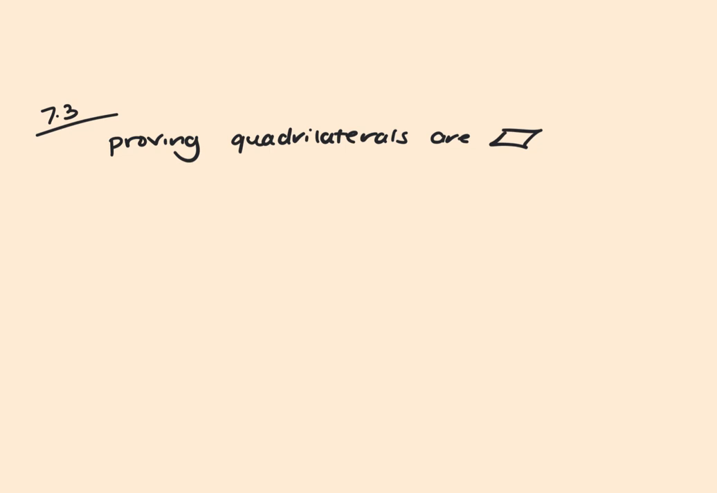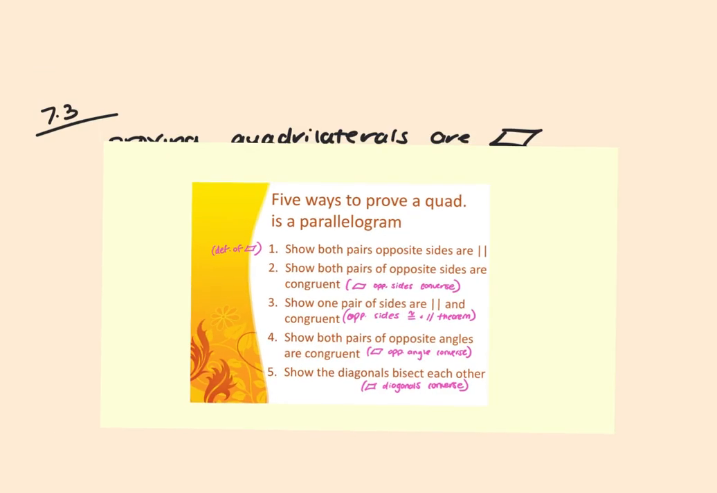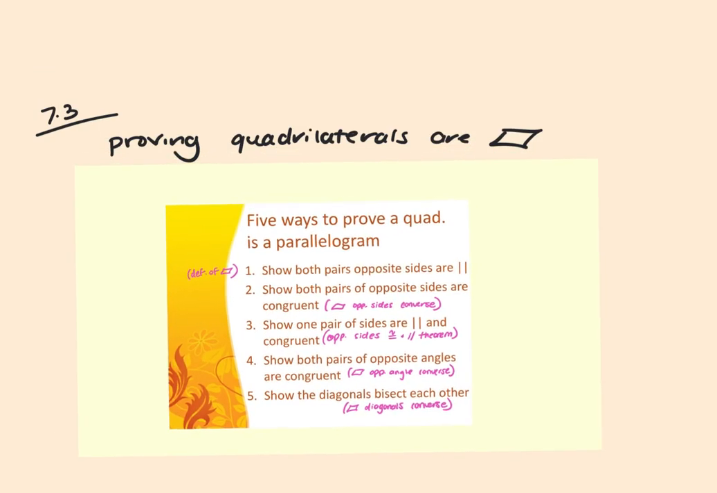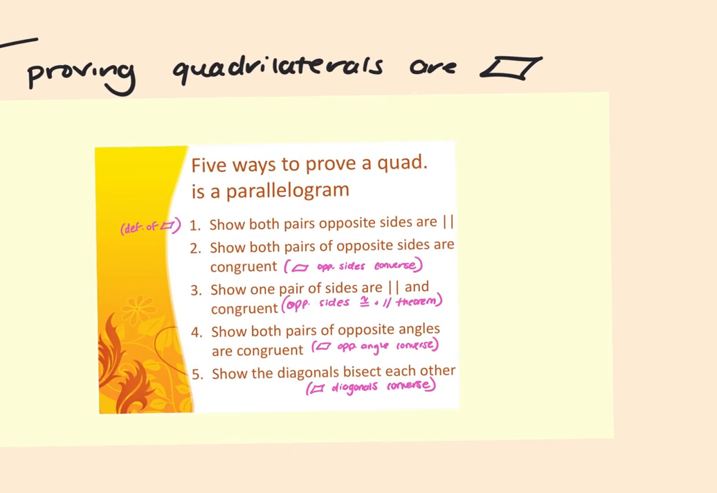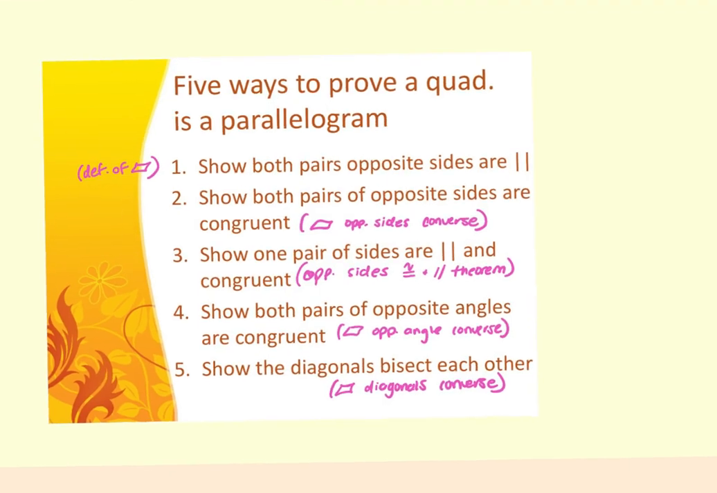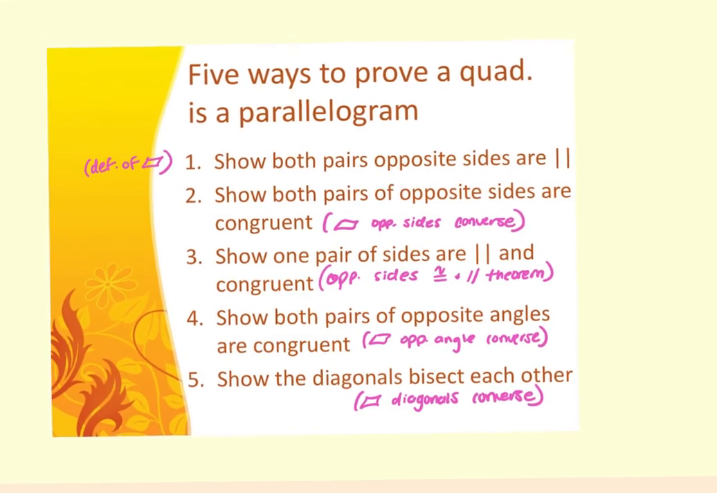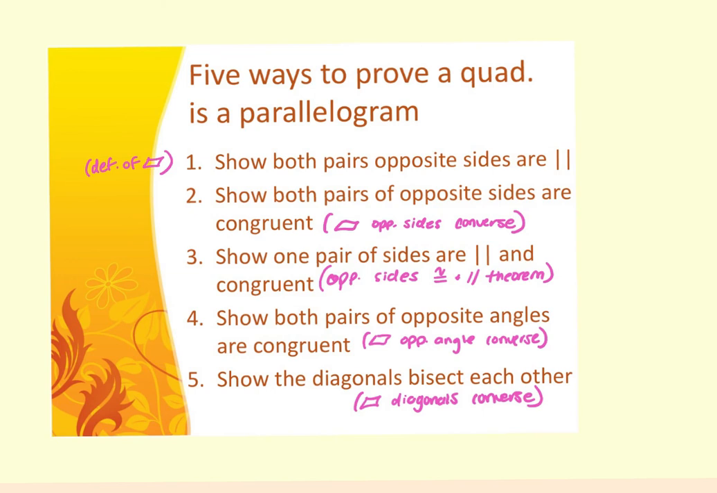All right, then 7-3 was the reverse. So these were all the converse. I think I just took a picture of it because I'm getting lazy. Again, there were 5 ways to prove a quadrilateral is a parallelogram. The first is to show both pairs of opposite sides are parallel, and your reason there would be the definition of a parallelogram. The second way is the parallelogram opposite sides converse, which says both pairs of opposite sides are congruent. The third is one pair of opposite sides is parallel and congruent.